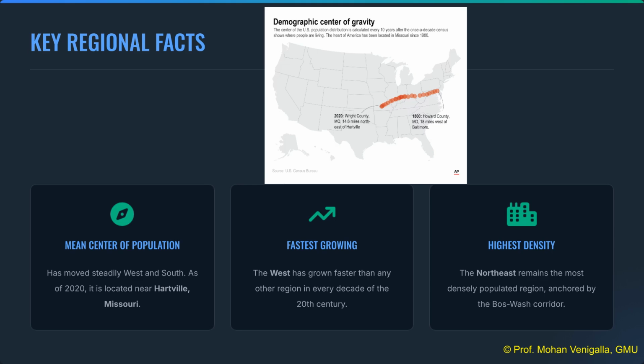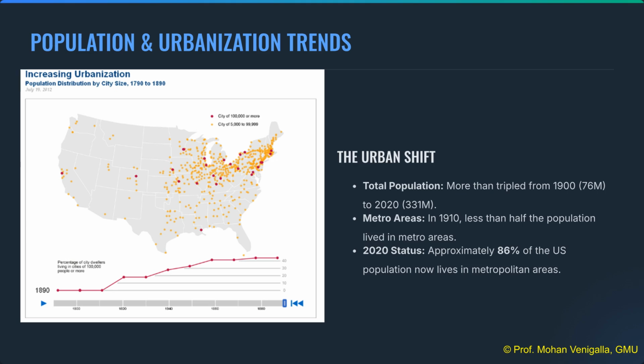In the early 1800s, the mean center of population was Howard County, Maryland. Per 2020 census, the mean center is now at Wright County, Missouri. Overall population has more than tripled since 1900. By 2020, approximately 86% of the U.S.